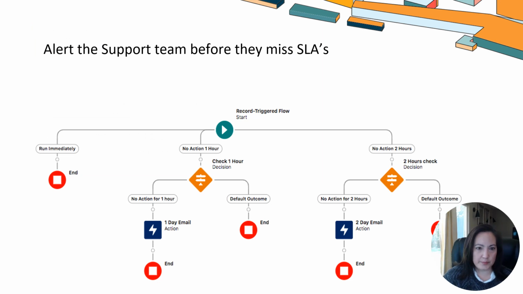The next flow that I built was a record triggered flow to alert the support team when a case has gone unresolved for too long. There are 3 branches to this flow. The first is run immediately and nothing happens at the end of that.